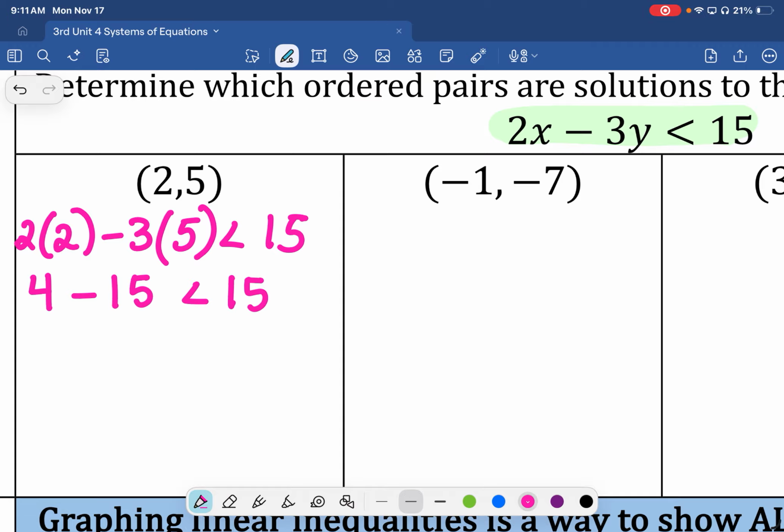So we have 4 minus 15 is less than 15. What is 4 minus 15? Negative 11. Is negative 11 less than 15? So (2, 5) is a solution.